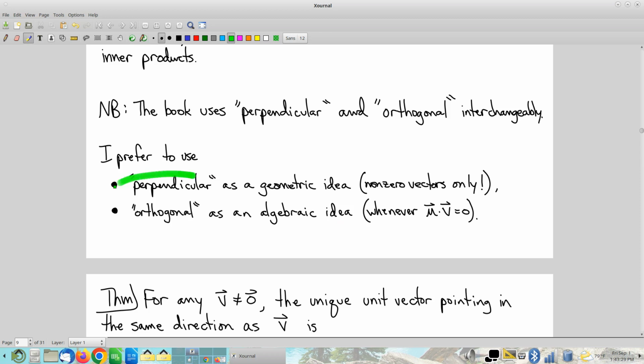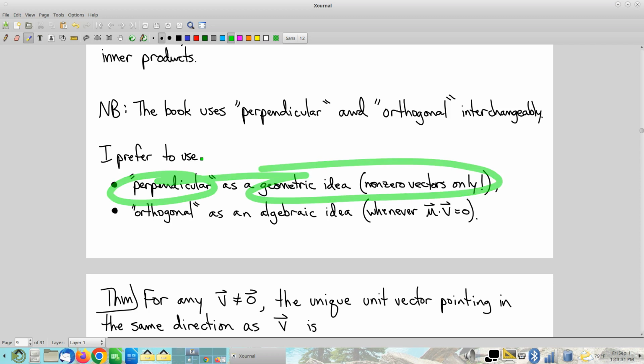So I use perpendicularity to refer to this idea of a right angle. And I do my best, right? Mess up sometimes. I try to use the word orthogonality when I'm talking about this algebraic idea of a dot product being 0. So perpendicular vectors are always orthogonal, but orthogonal vectors are not necessarily perpendicular. Okay. All right, does that make sense to everybody? Is everybody happy? Make sure to give this a little bit of thought and sort that out in your minds and make sure that makes sense.